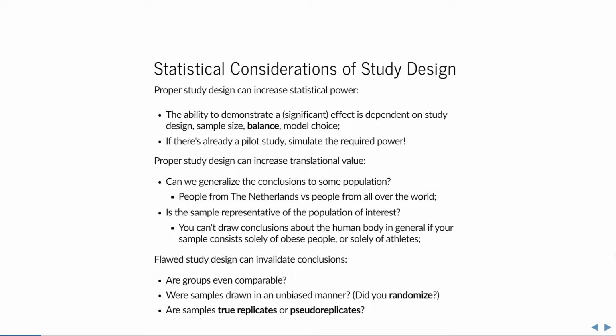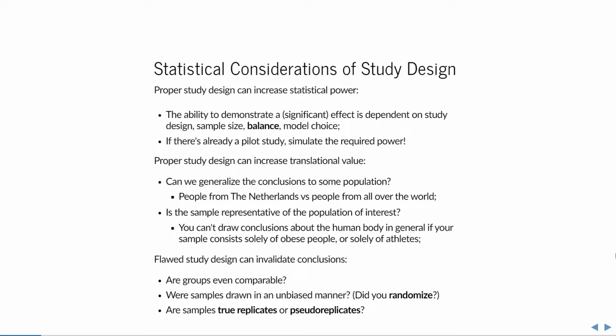And also, is the sample representative of the population of interest? So there are a lot of studies about health and the human condition, and in almost all of these studies, we look at people that aren't actually healthy. We're looking at obese people, or we're looking at only athletes. And in this case, you can't really generalize to the general health of a normal human body. So depending on what kind of conclusions you want to draw, you have to select a different kind of sample.